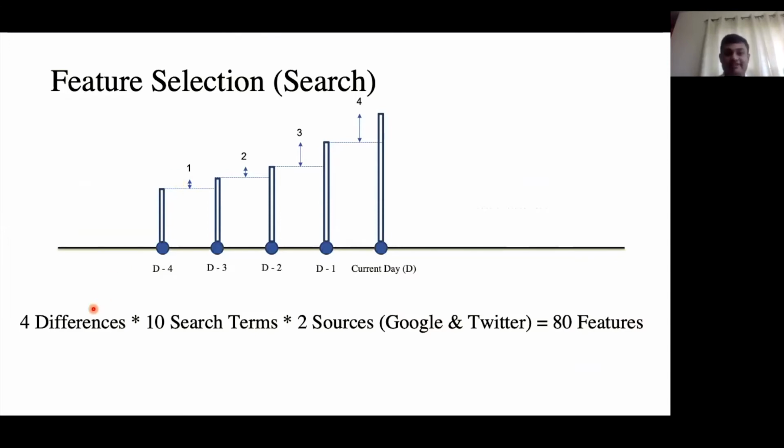And because we have 10 search terms, as mentioned earlier, 5 for symptoms and 5 for illness itself, we will have 4 times 10 equals 40 features. But we also incorporate data from Google and Twitter. So we have 40 times 2 equals 80 overall search features.